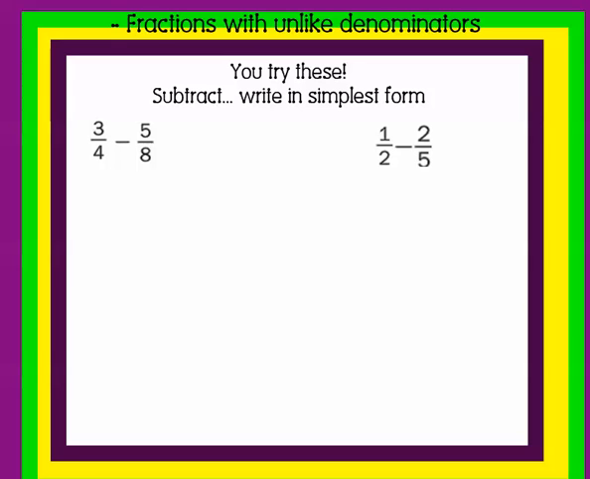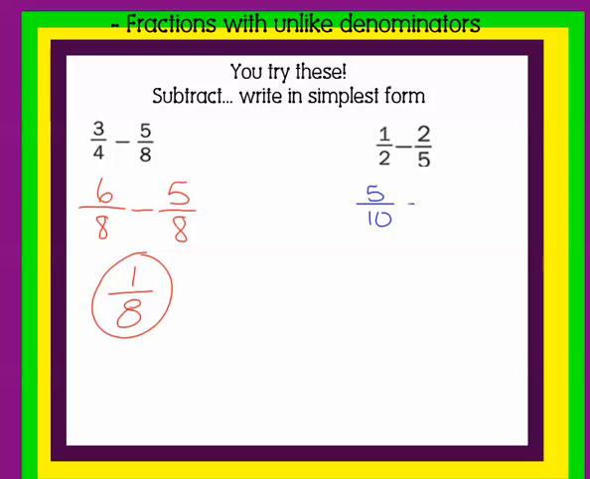Alright, in the first puzzle, our least common multiple for 4 and 8 would be 8. So we're going to use an equivalent fraction for 3/4. We can now subtract the numerator, and you should wind up with 1/8 on this one. On the next puzzle, I need to use tenths because 2 is not a factor of 5. So I will have to convert 1/2 to 5/10, and I will have to convert 2/5 to 4/10. Now I can do my subtraction. That fraction's already in simplest form, so we are finished.